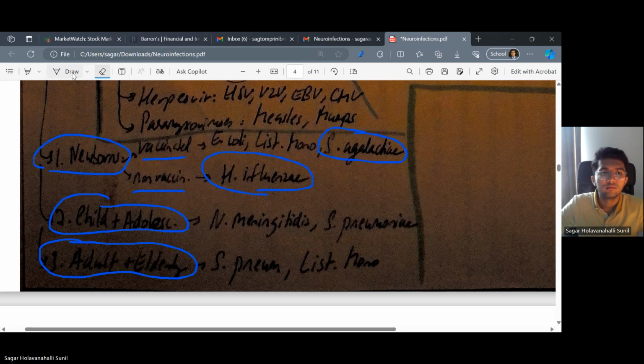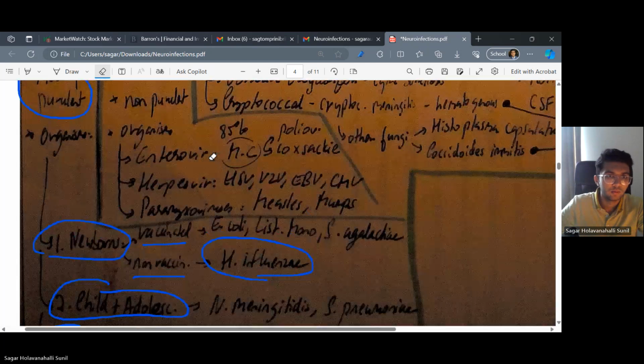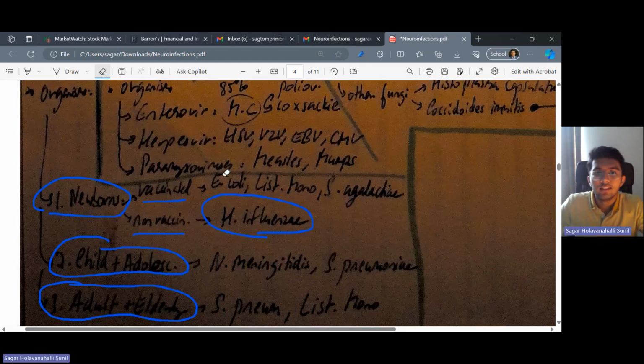Listeria monocytogenes, and E. coli. Most commonly, you can mention E. coli. This is often found because when the fetus is coming out through the birth passage, there could be some E. coli infection in the vaginal canal, and this can cause meningitis. So it's very, very important that you know this.